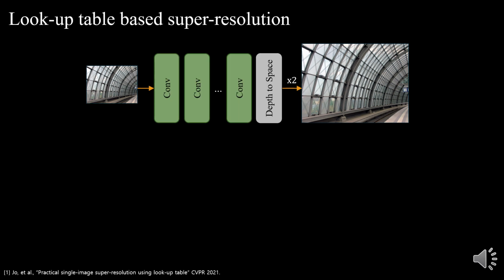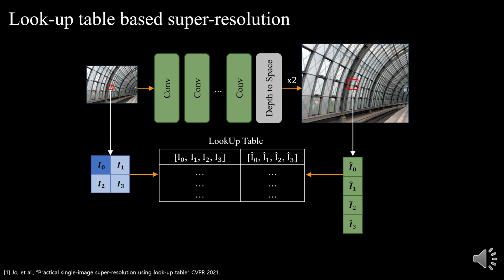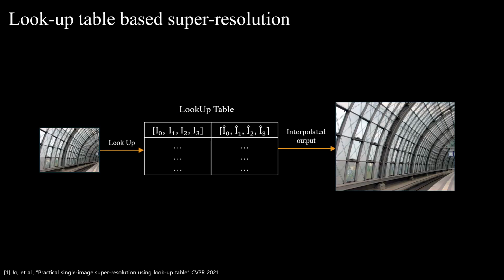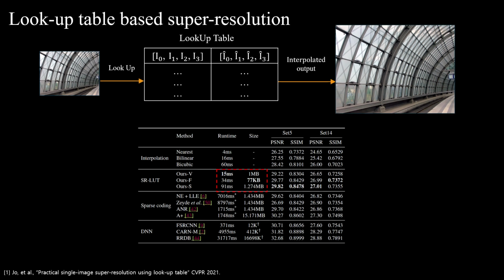To address these limitations, previous research presented lookup table-based methods. The idea is to map the input and output pixel values of a neural network directly to the input and output of a lookup table. By doing so, super resolution can be performed without neural networks. As shown in this table, this approach achieves remarkably fast runtime and very small storage size.